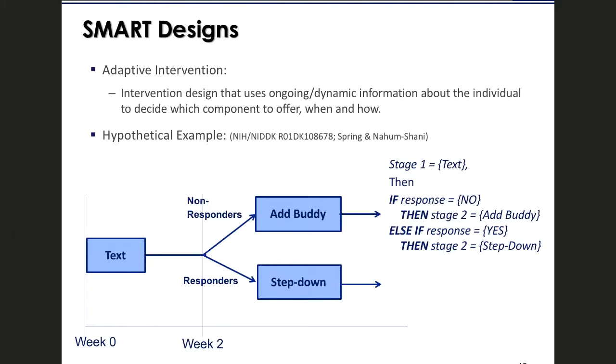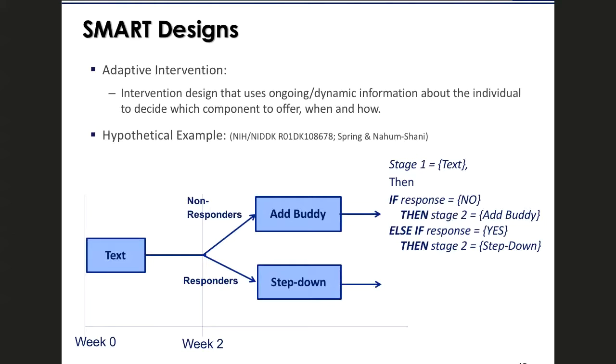And then, see, this is interesting. At week 2, we assess whether participants respond to text messages or not. And why do we do that? We do that because although text messages are effective, we have empirical evidence showing that. Although text messages are effective to some extent for some people, many people do not benefit from text messages alone, right? Many people need more than that.